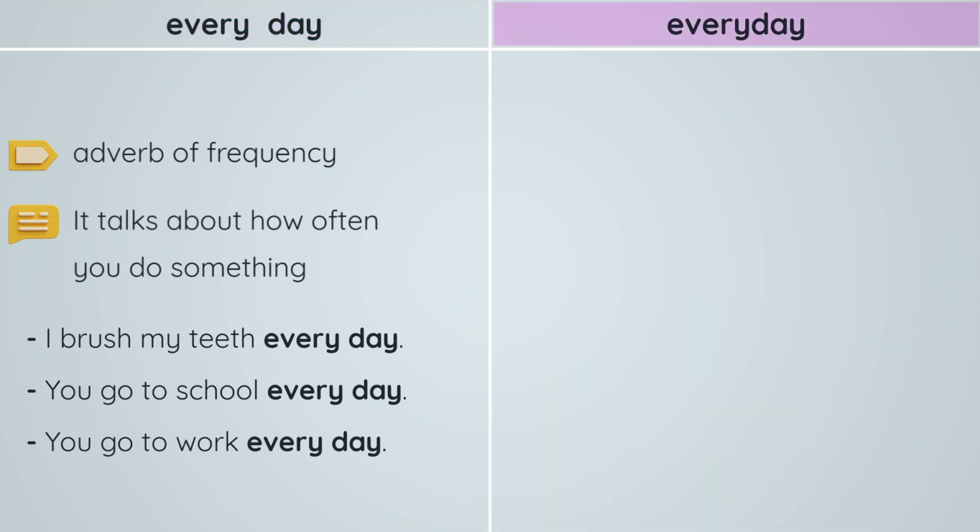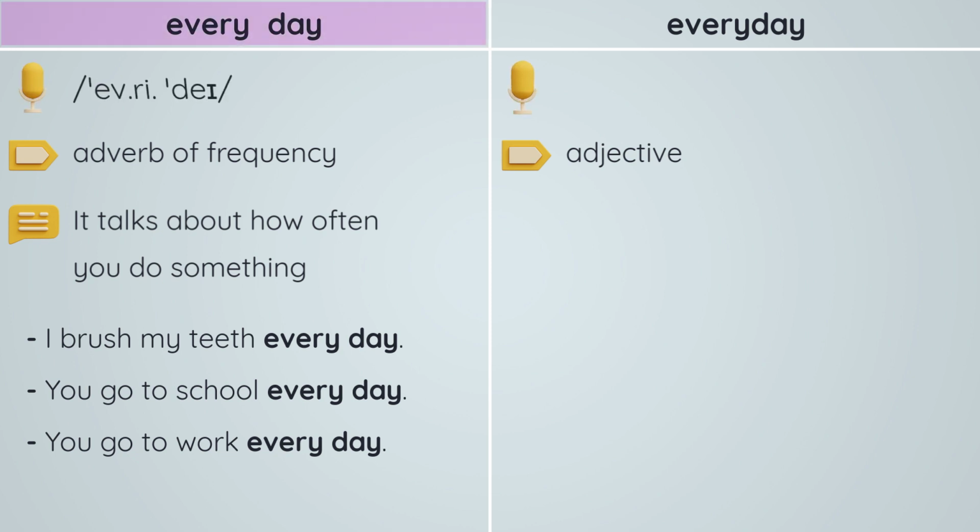"Everyday," on the other hand, is an adjective. It has a completely different meaning than "every day." First, let's look at the sound of these two words. "Every day," you pronounce both syllables of the words. Every day. And there's a little bit of a pause in between. "Everyday," on the other hand, you stress only the first syllable and the second one sort of dives in.